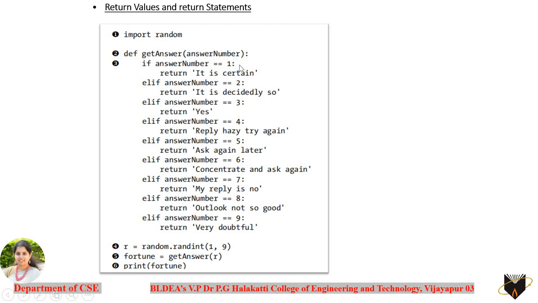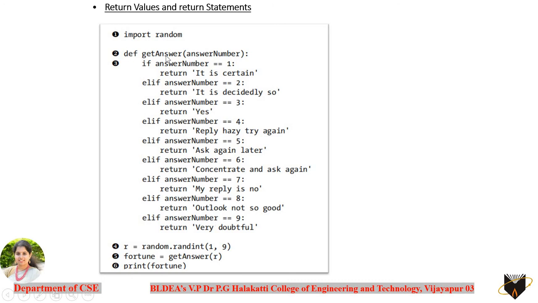For example, if the number is 1, return it is certain. Else if the number is 2, it has to return it is decidedly so. If the number is 3, it simply returns yes. For 4, reply hazy try again. For 5, it has to return ask again later, and so on. Don't worry about what it is written for. This example is just to show you how you can return the values.